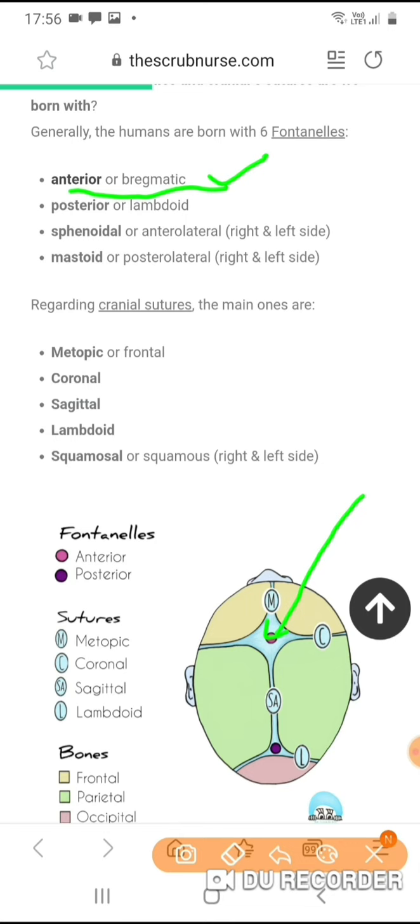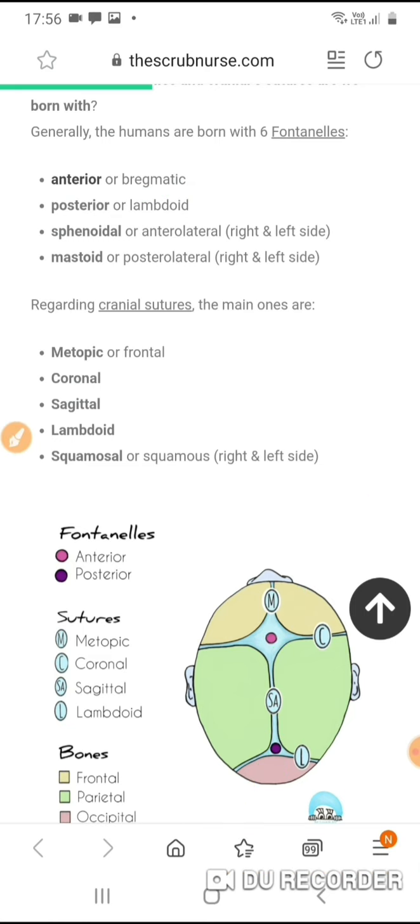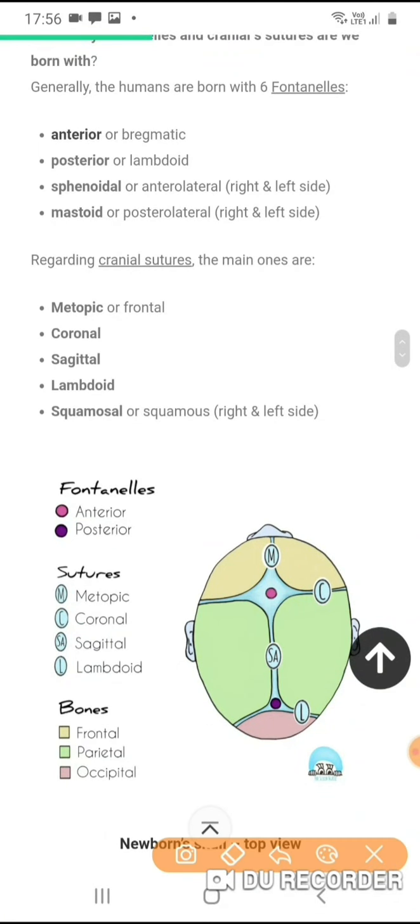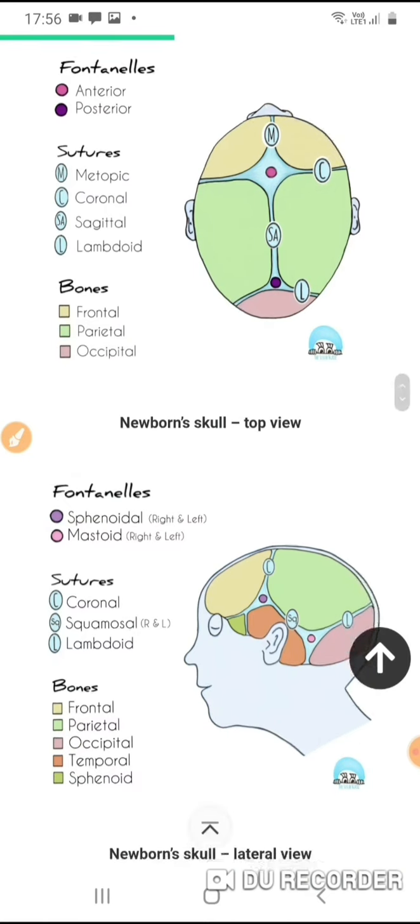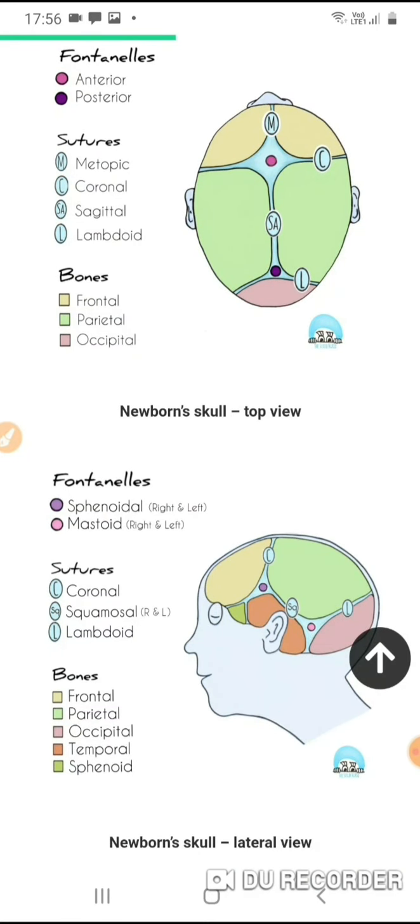This is the anterior fontanel, this area, and this is our posterior fontanel. The posterior fontanel is lambda shaped, and the anterior fontanel is diamond shaped. These are the two, anterior and posterior fontanels, and now we are talking about the rest of the fontanels.